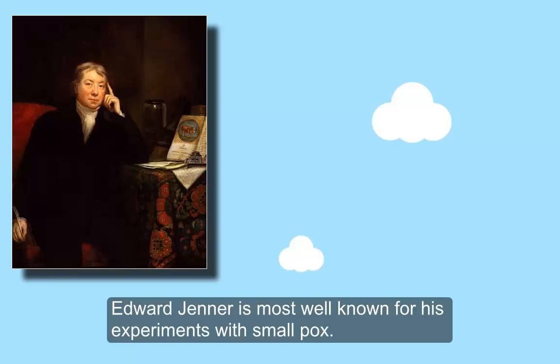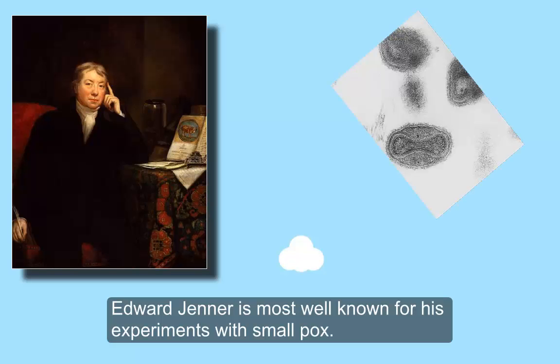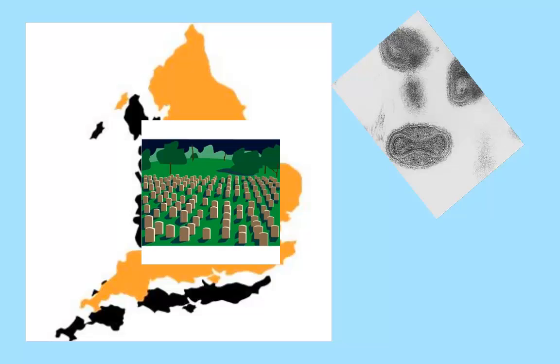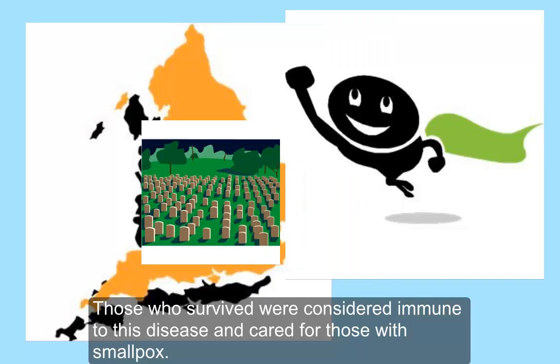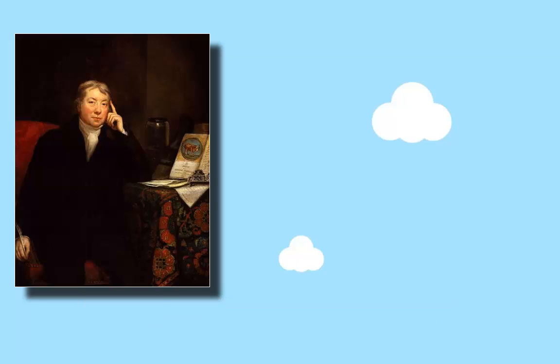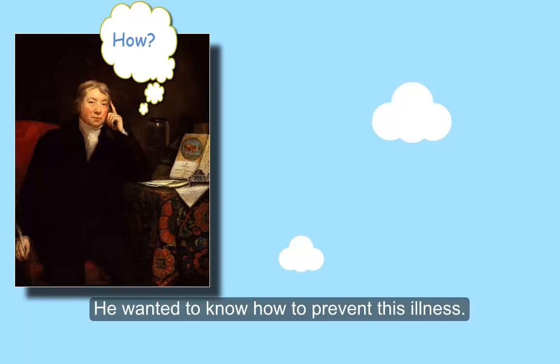Edward Jenner is most well known for his experiment with smallpox. In 18th century England, smallpox was taking lives at an incredible rate. Those who survived were considered immune to the disease and cared for those with smallpox. Jenner had an interest in smallpox since he was 13 years old. He wanted to know how to prevent this illness.